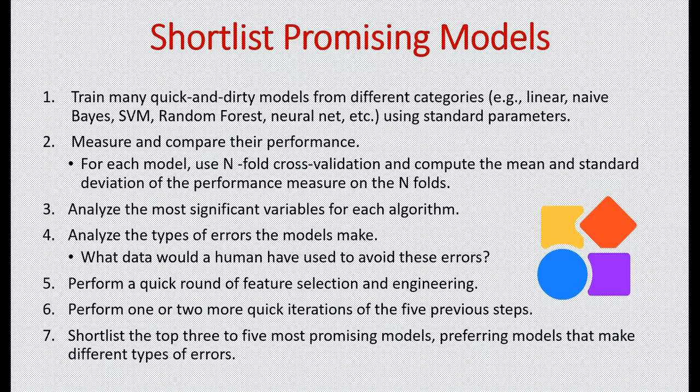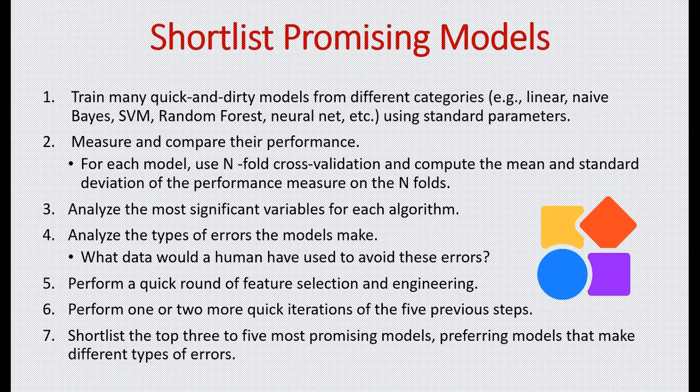Once you've clarified that, the next thing you do is pick out the kind of models that best solve these problems. Then after you do that, you do a quick training. That is, train each and every one of them to see which one actually performs well. Just a quick check of the performance of each model with their default parameters. You measure and compare their performance. You analyze the most significant variable for each algorithm. You analyze the type of error that the model makes.